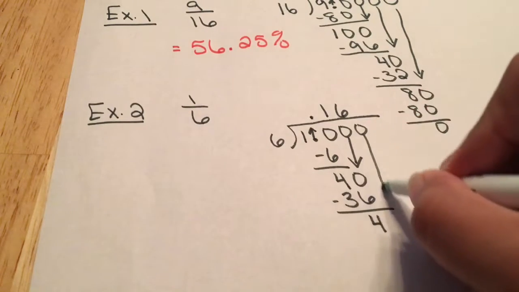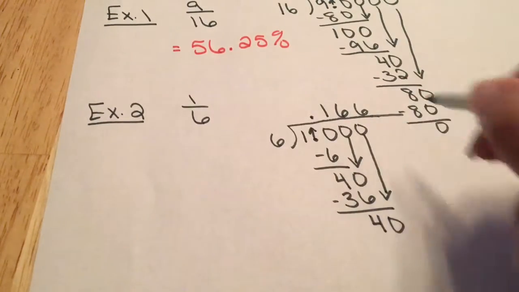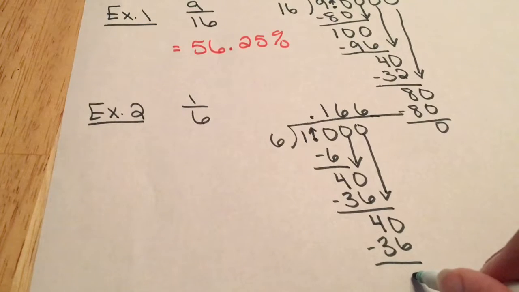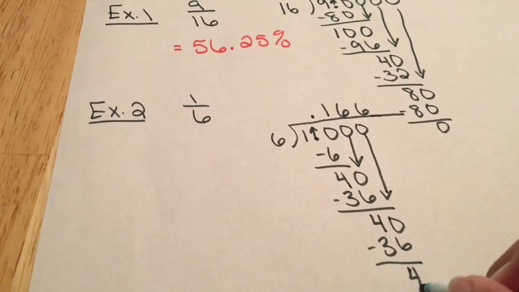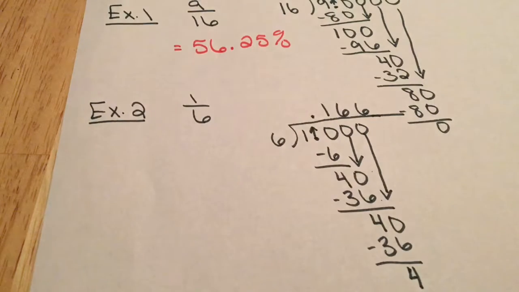So I'm going to add another 0. 6 goes into 40 6 times. 6 times 6 is 36. 40 minus 36 gives us a remainder of 4. So I know as soon as I add my next 0, I'm going to keep getting this pattern of 40, 36, 40, 36, all the way down, which means I'm going to have a repeating decimal. But we're done with our step 1.